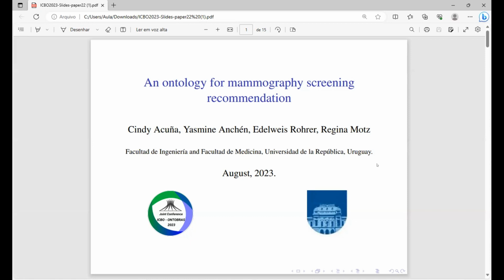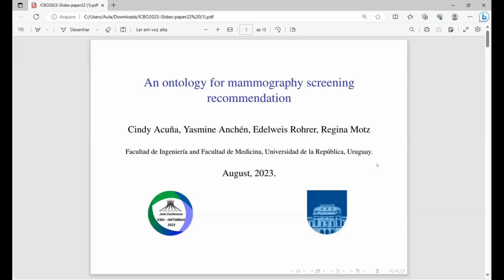We are currently researching breast cancer and computational ontologies. Our work resulted in the creation of an ontology for mammography screening recommendations. It is a sample ontology designed to provide mammography application recommendations for the detection of breast cancer in patients at average risk of contracting the disease.